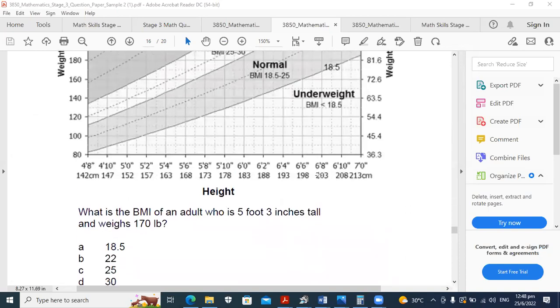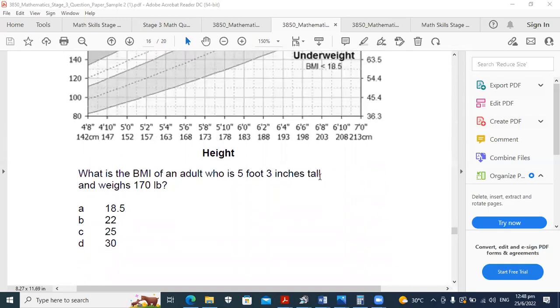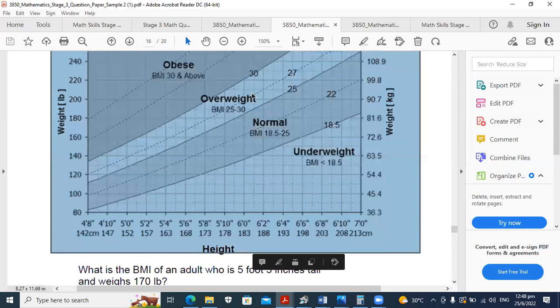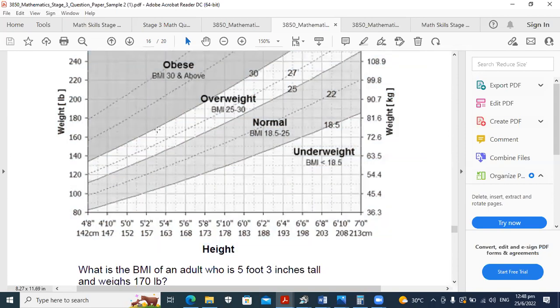Oh, hold on. This question actually didn't ask us to say if the person is overweight or what, it asked us for the number. So that number would have been 30, not true? All right, so the BMI would have been 30, because I think it lands somewhere right here, right on that borderline here. So the answer would have been 30.